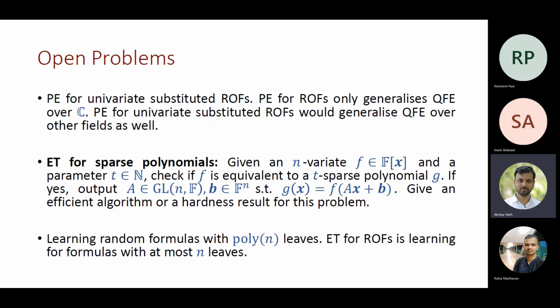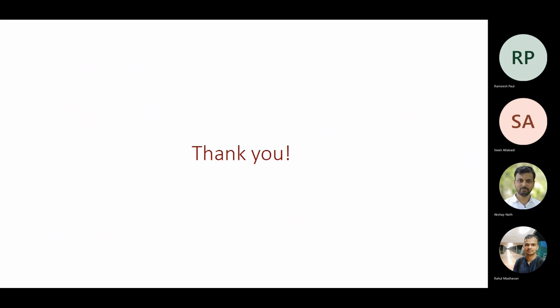Now, ET for ROFs is learning random formulas with at most n leaves. We would like to do this for more leaves. Yeah, that's it. Thank you.